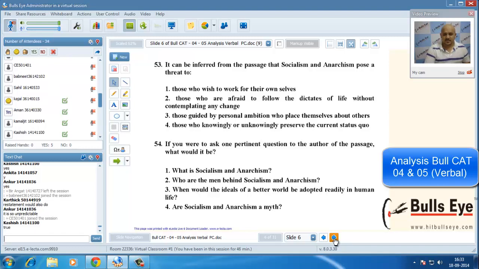Question number 54, guys. Answer for 54. This is a new type of question that was specifically asked last year, where they simply said, if you were to ask one pertinent or one important question to the author of the passage, what would it be? Guys, what are the general directions, or the general rules, that you should keep in mind for this question type? Any one of you, just type in. You've got the answer right, because the question was relatively easy. What are the general rules that you should keep in mind for this question type?